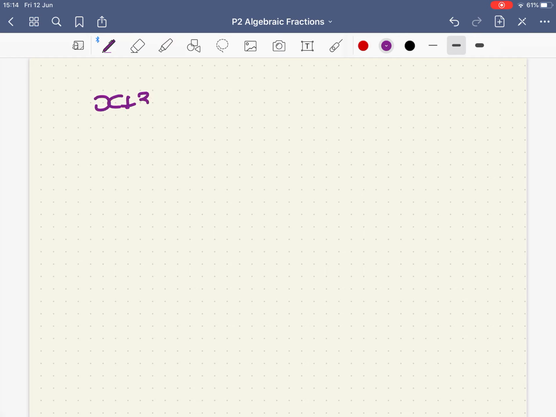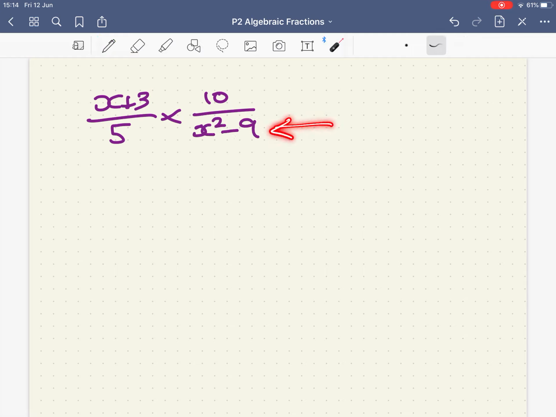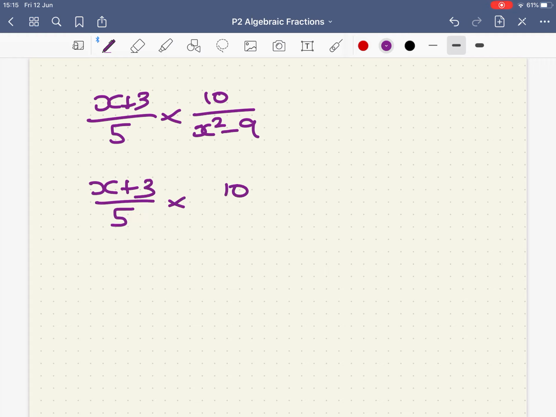We've got x plus 3 over 5 multiplied by 10 over x squared minus 9. So what we've got here on the bottom is the difference of 2 squares. So what we can do is we can factorise that to get x plus 3 over 5 multiplied by 10.